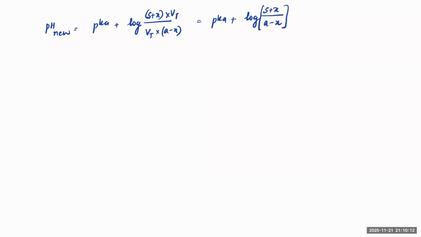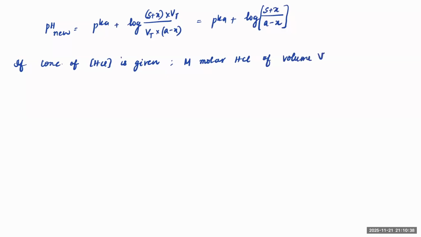So in that case, let's say the concentration of HCl is given instead of the number of moles. Let's say we have m molar HCl added of volume V.